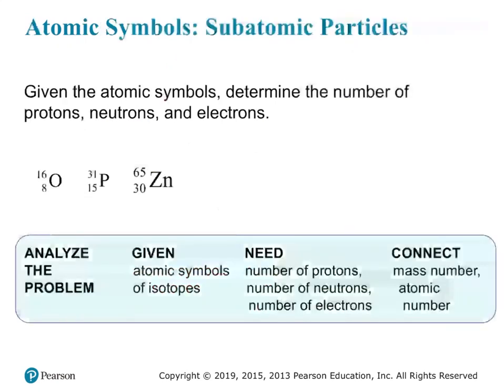All right, so let's do a practice problem where we try to determine the number of protons, neutrons, and electrons for different isotopes. And we're going to use these isotope symbols shown below in order to figure out those numbers. All right, so if you want to try this on your own first, feel free, and then you can pause the video. And when you unpause the video, we'll go over this together.